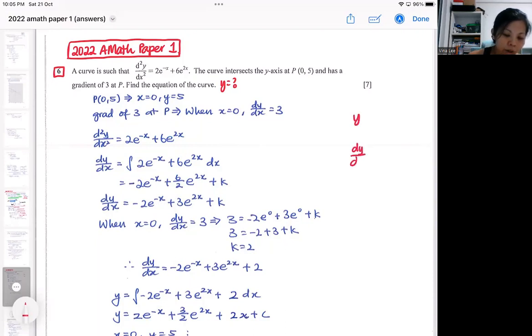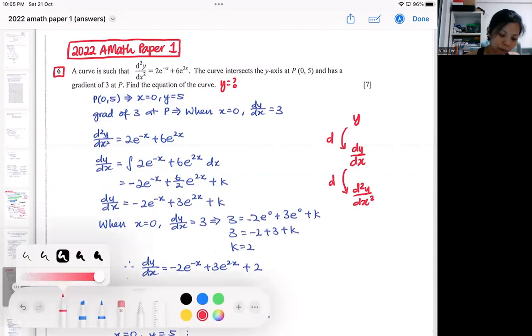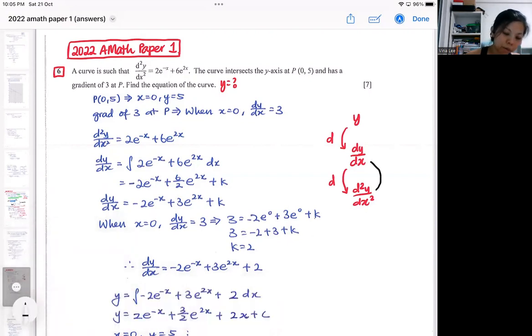Usually our sequence of differentiation will be something like this. You differentiate once, then you differentiate twice. So if you differentiate twice to get the second derivative, in order to get back the original expression, you will have to integrate twice. So that will be our basic logic.